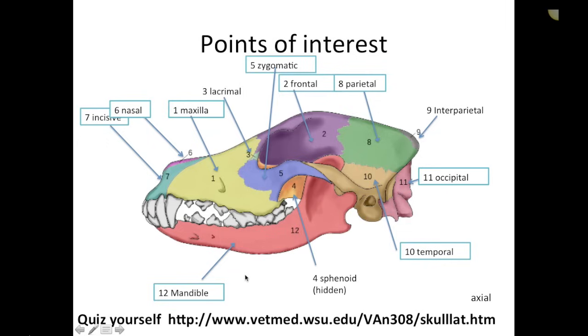Sphenoid, I won't get into too much detail about, and then of course the mandible, the lower aspect of the jaw, has beautiful attachments for musculature that allows for mastication, and of course it houses the lower teeth. I can't remember if I just said that or not. And that's essentially it.